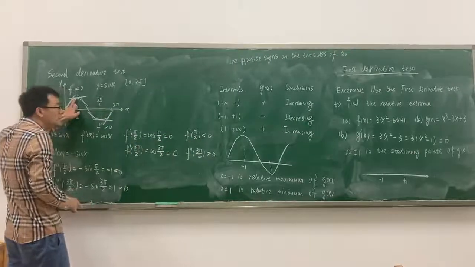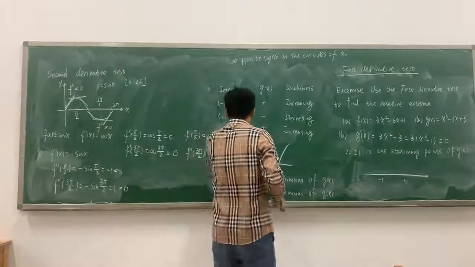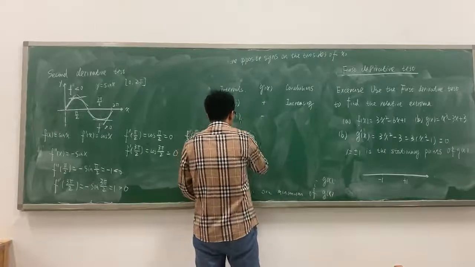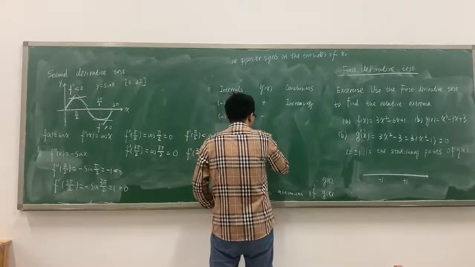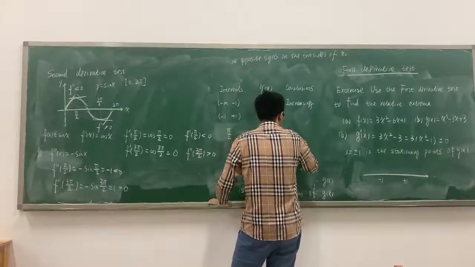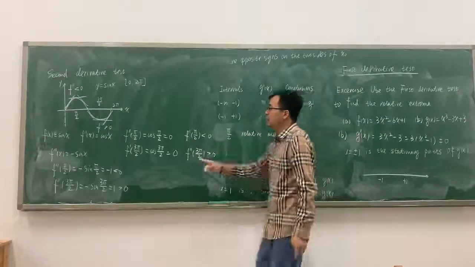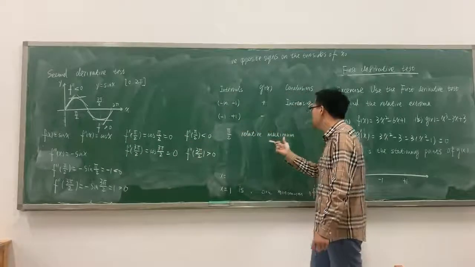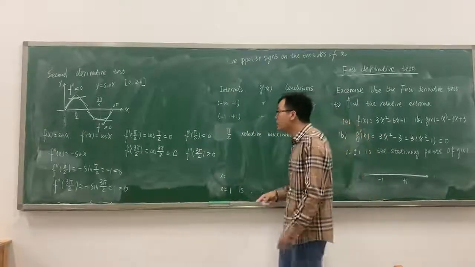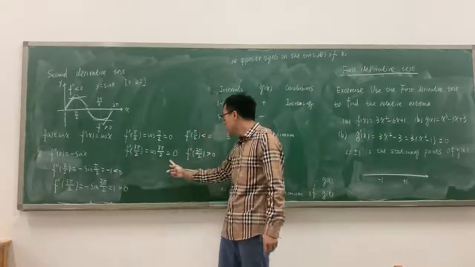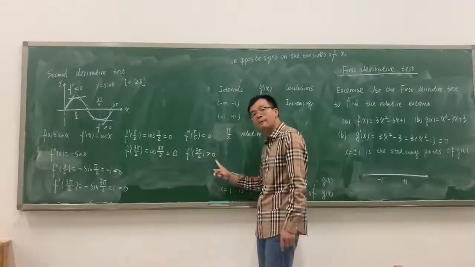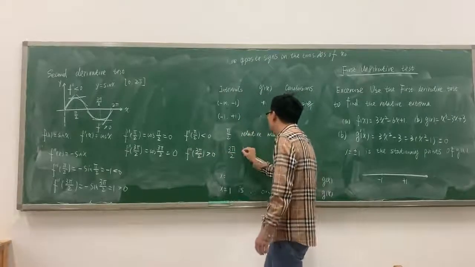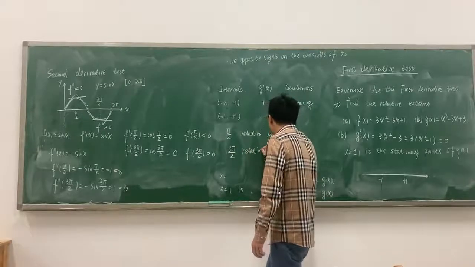It is a relative maximum. So 1/2 pi is a relative maximum, where f prime equals 0 and f double prime is less than 0. And now for this point, 3 pi by 2, f prime equals 0 and f double prime is greater than 0. So this here is what? A relative minimum.